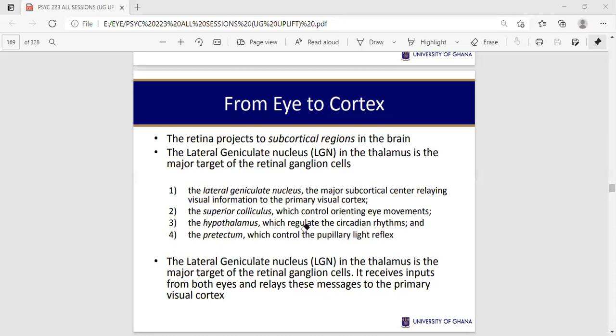My question has to do with the blind man. Since they don't have eyes to pick from the environment, how do they perceive some information? Yeah, we'll come to that. I totally get your question.